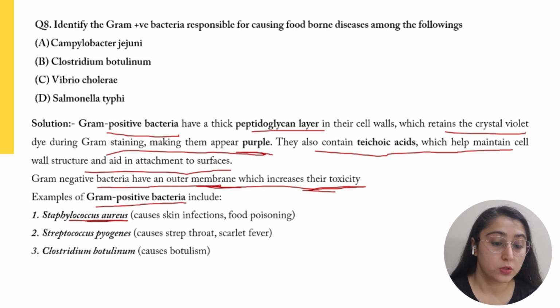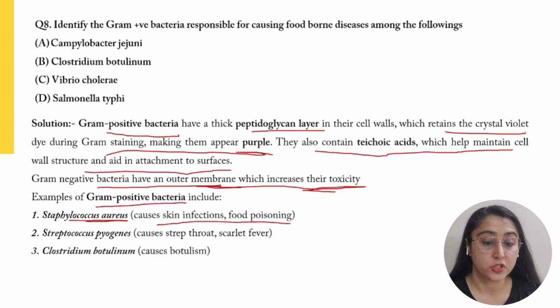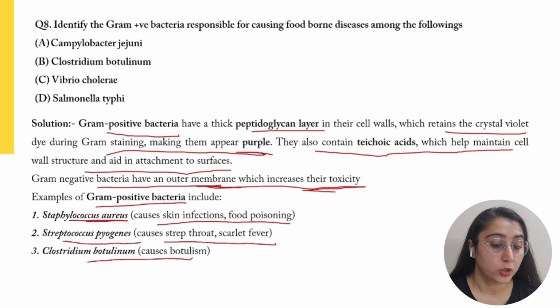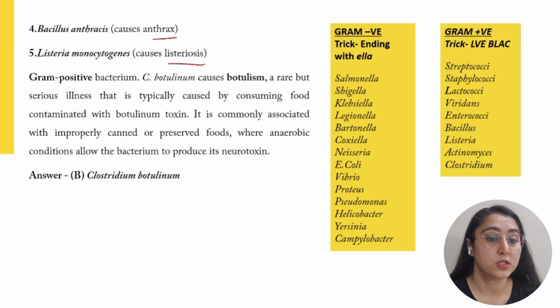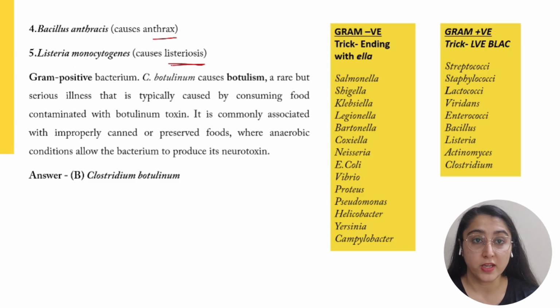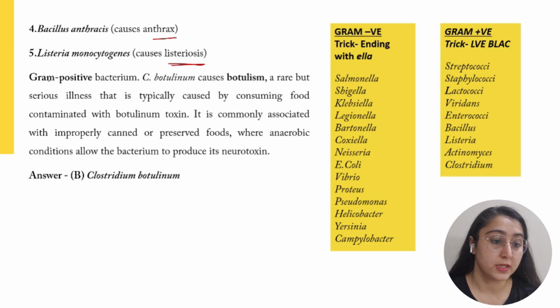First is Staphylococcus aureus, which is known to cause skin infections and food poisoning. Then is Streptococcus, which is known to cause strep throat or scarlet fever. Then Clostridium botulinum, which is known to cause botulism, and Bacillus anthracis, which is known to cause anthrax disease, Listeria monocytogenes, which is known to cause listeriosis. These are the main 5 gram-positive bacteria known to cause certain illnesses.